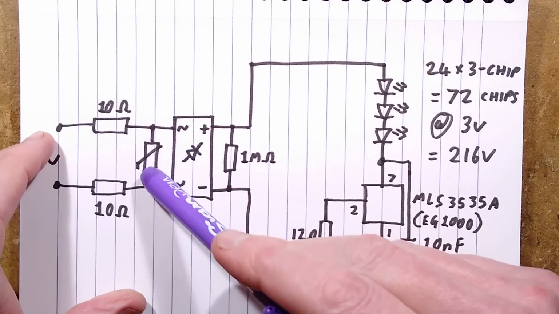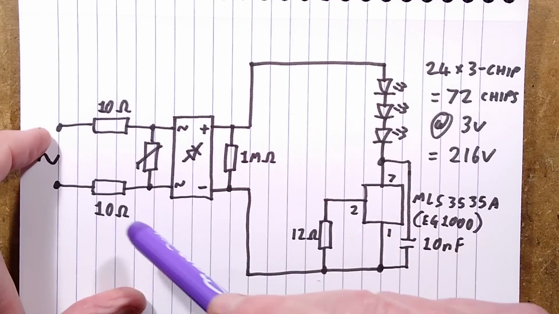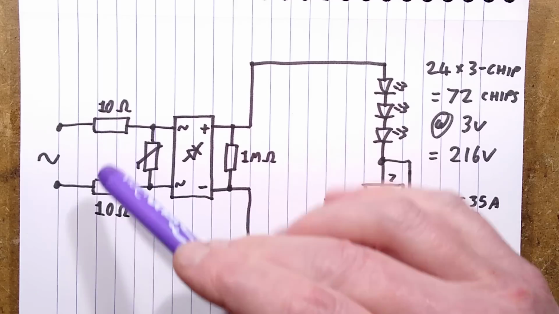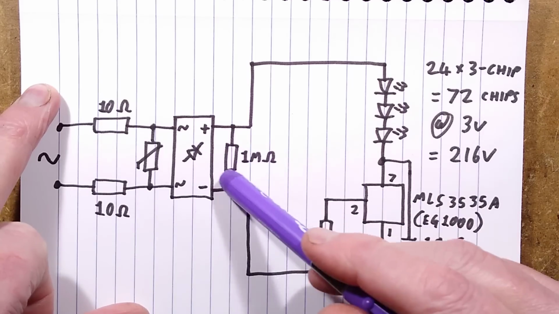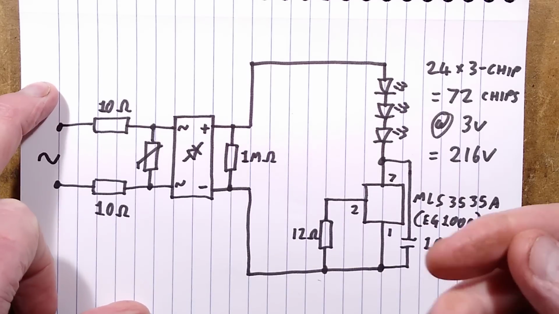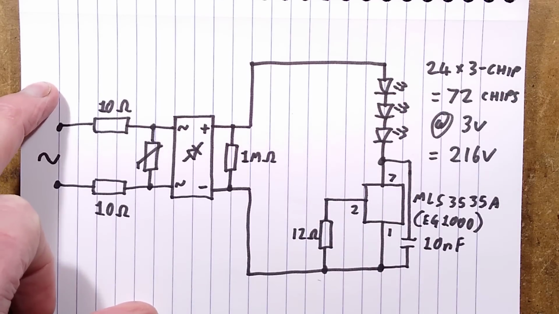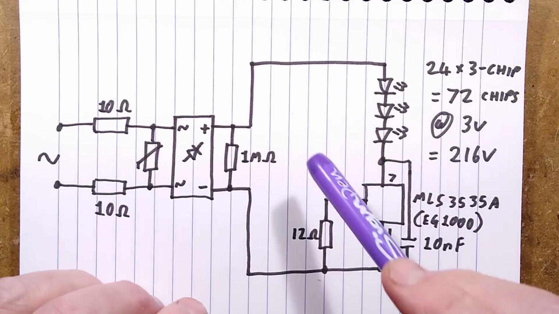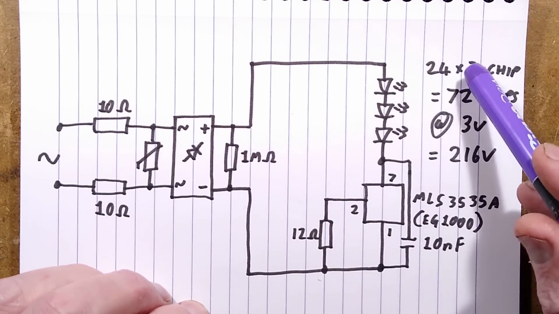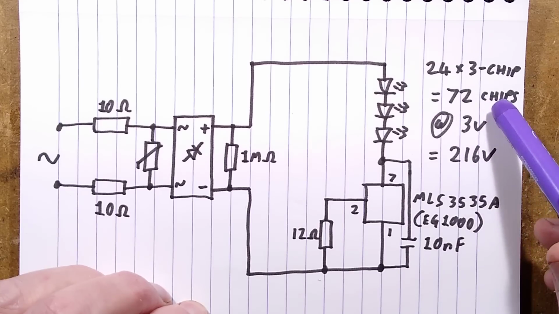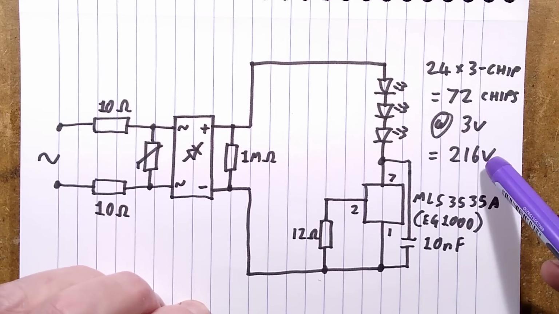We've got the metal oxide varistor across the connections after that. So presumably when it passes enough current, it'll smoke these resistors. That'd be quite a lot. There's the bridge rectifier. There's a little 1 megohm load resistor to stop afterglow through capacitive coupling between switch wires. And then the positive goes through all the LEDs. There's 24 three-chip LEDs, giving 72 LED chips at 3 volts each, gives 216 volts.